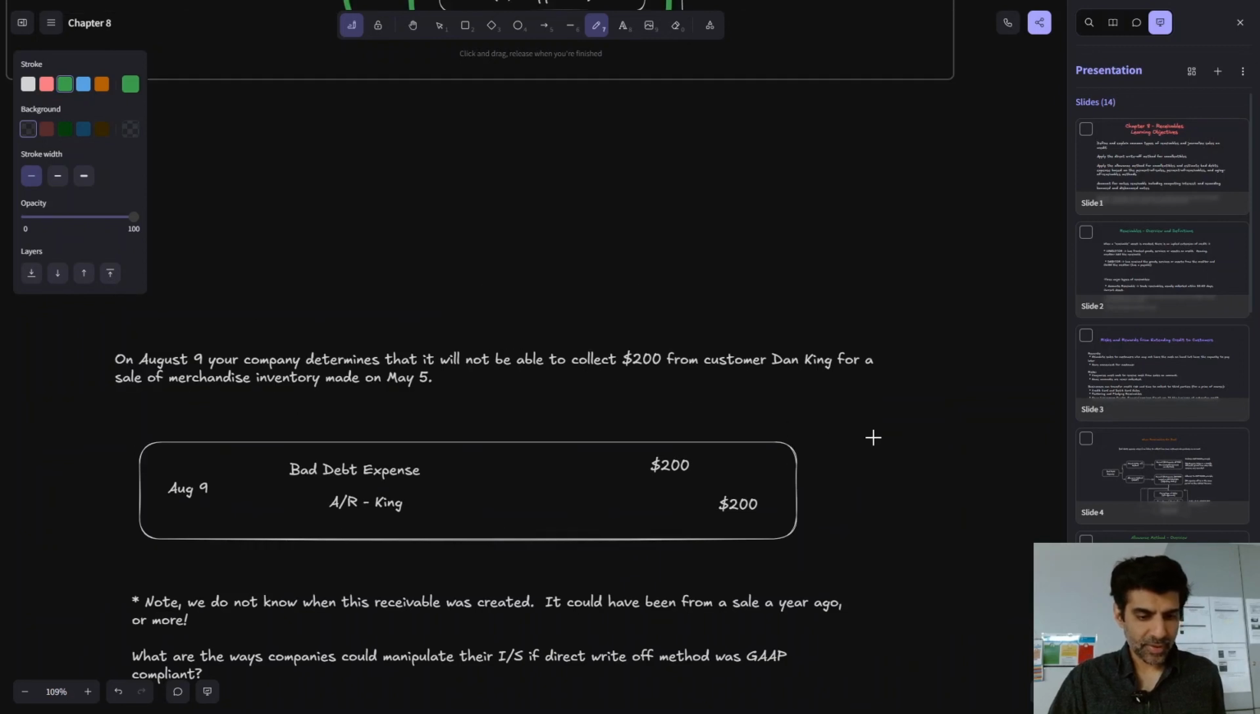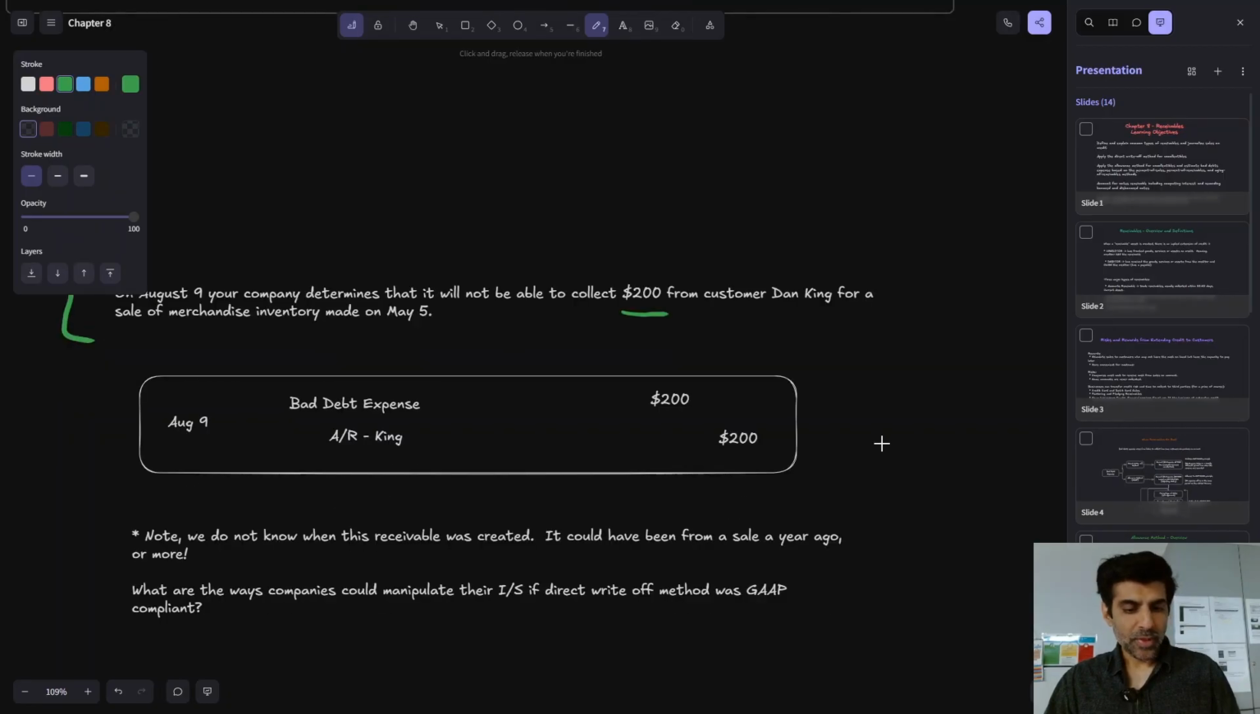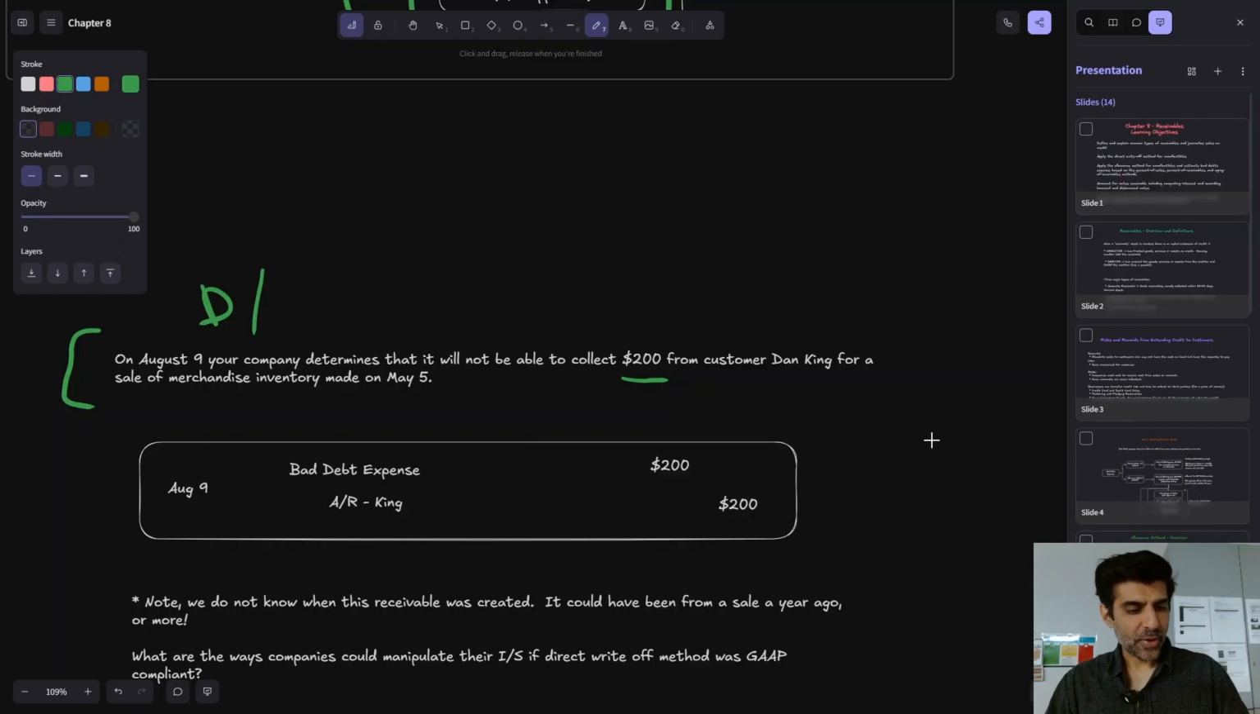Okay, so let's look at this example. On August 9th, your company determines that it will not be able to collect $200 from this customer. This is the direct write-off. Okay, this is direct write-off.